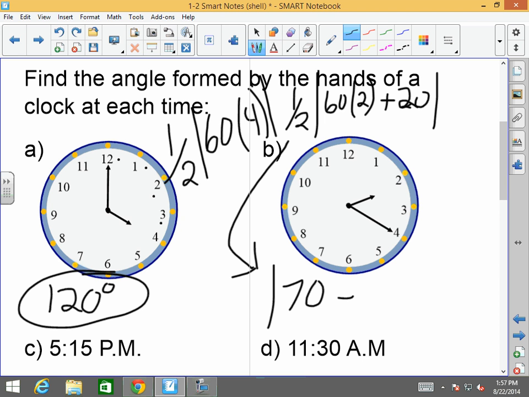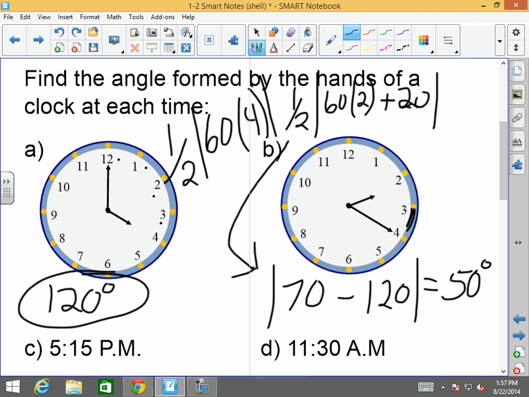How many total degrees are there in 20 minutes? If every 5 minutes is 30, guys. 40? No. 120. Very good. So 70 minus 120 is negative 50. Absolute value of negative 50 is 50 degrees. And if you think about it and you look at the clock face, it makes sense.